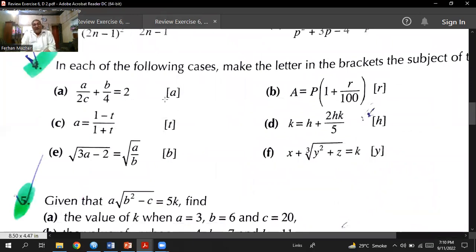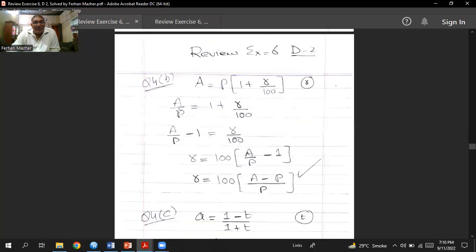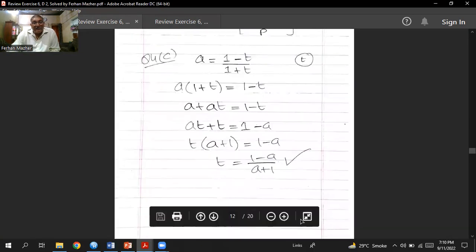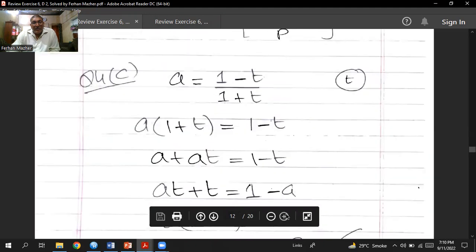Okay, now you have C part. Question number 4. A is equal to (1 minus t) divided by (1 plus t). I want t to be the subject of the formula, and t is in two places. So first of all, we will cross multiply.